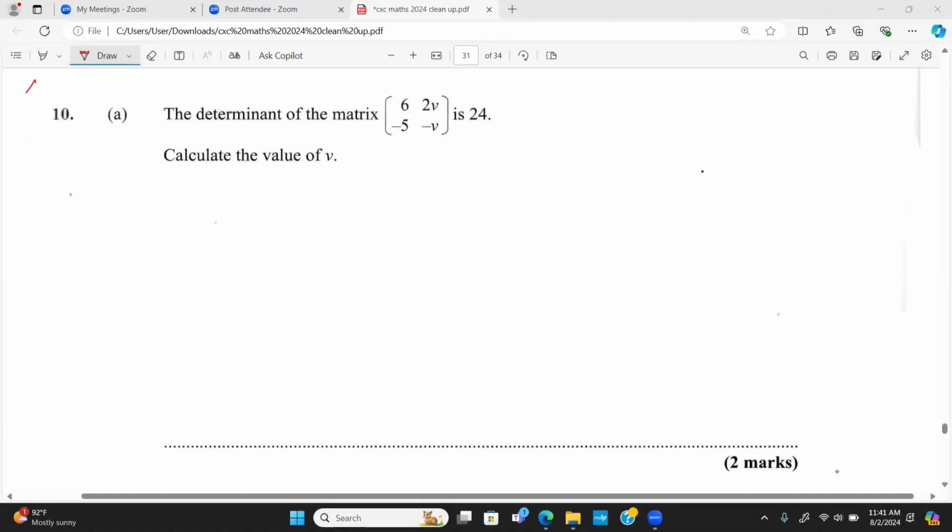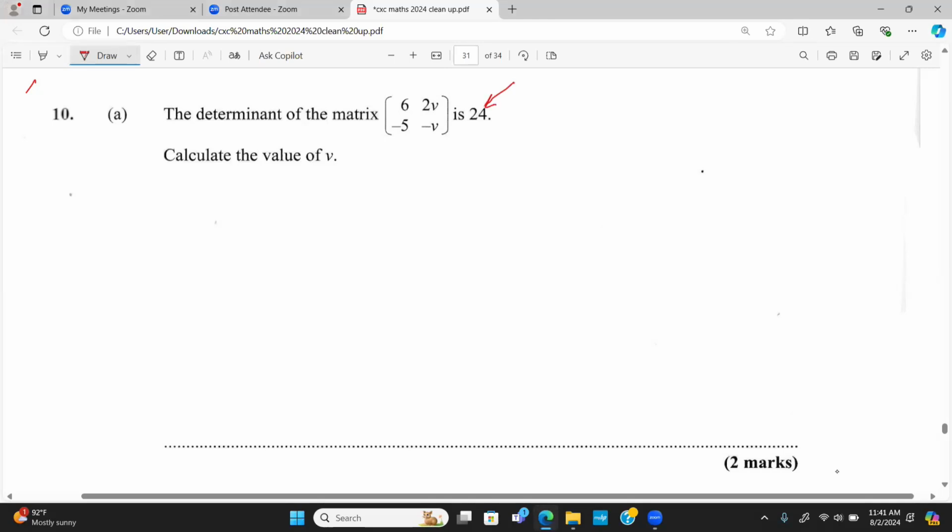In this video, what we're looking at is a matrix question. So this question says that the determinant of the matrix [6, 2v; -5, -v] is 24. Calculate the value of v. So we've got the determinant, which is 24.